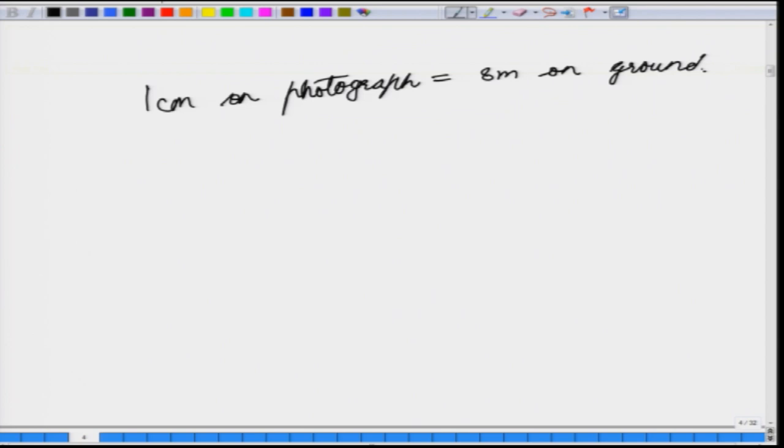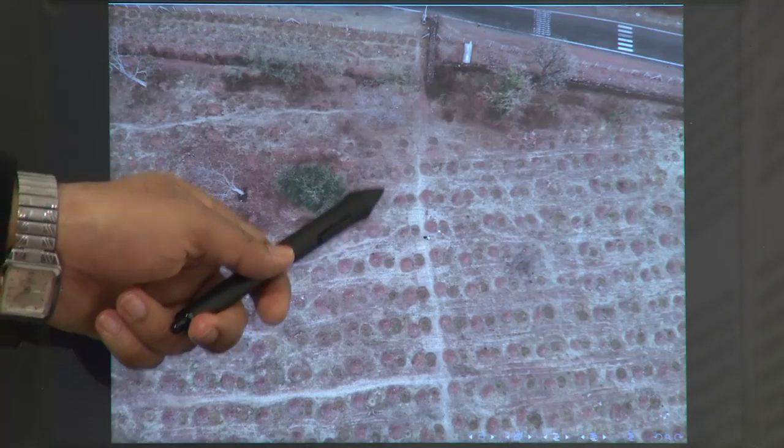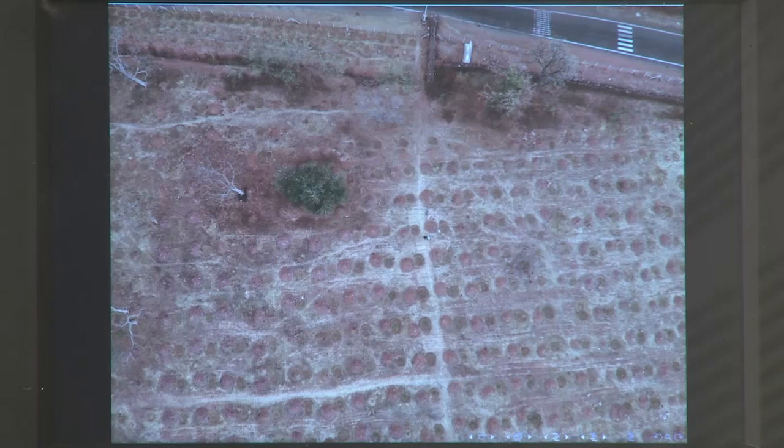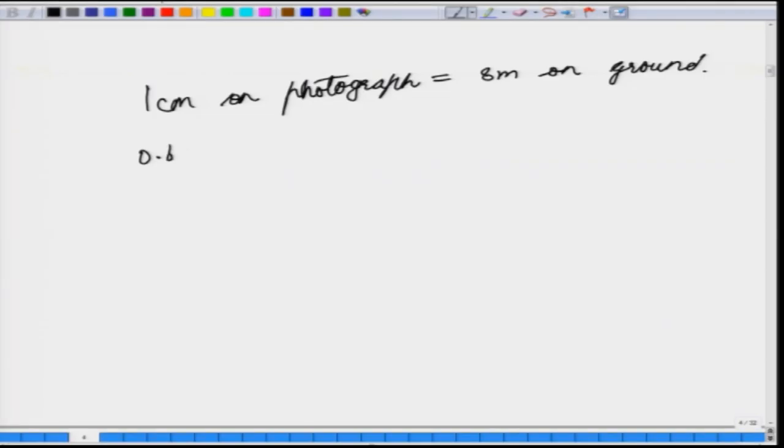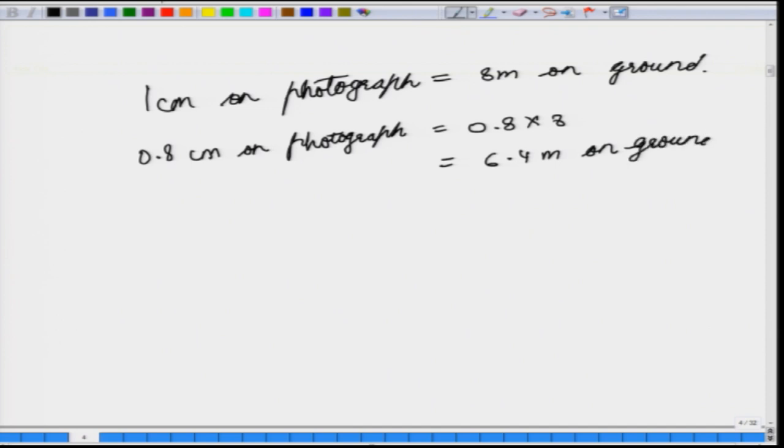Now you can make use of this information, and suppose the pits are at a distance of say 0.8 centimeter on photograph. In that case it will be equal to 0.8 into 8, which is 6.4 meters on ground. So what we are using photogrammetry for in this sense is a metric computation. So you are trying to measure different points on the ground without going to that location, just by making use of the photographs.